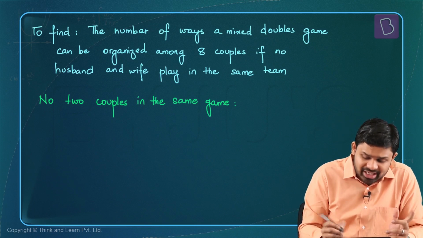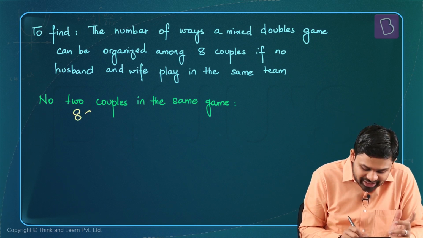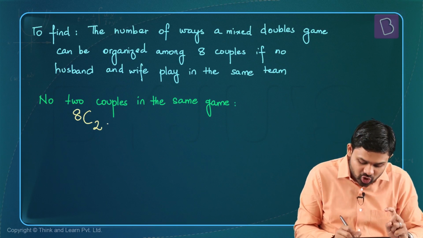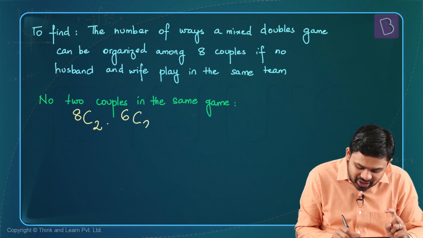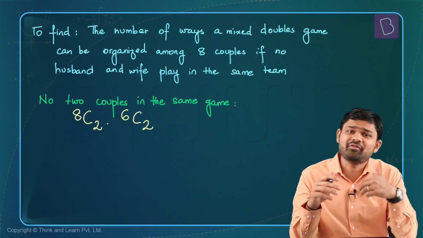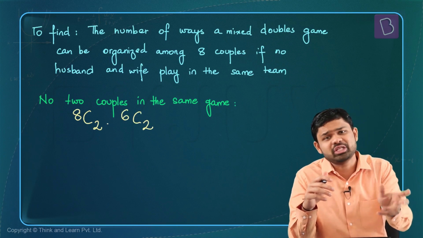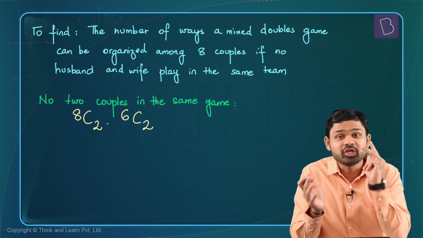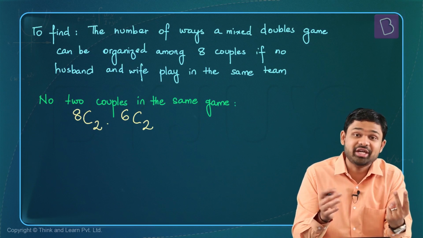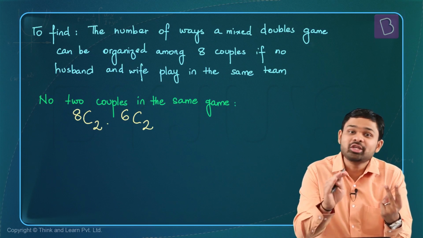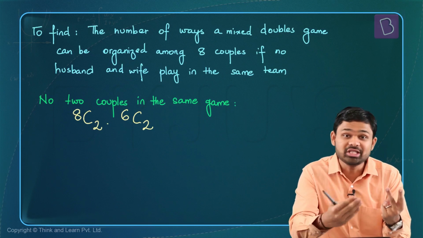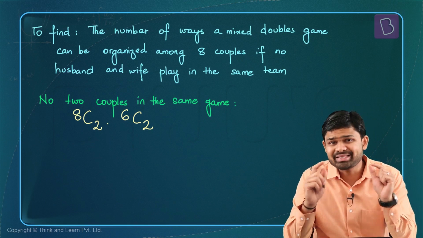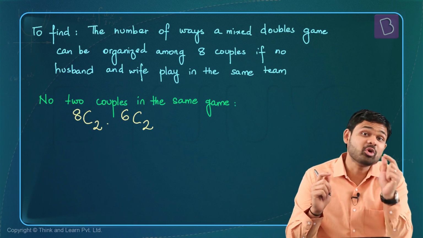Well, I can choose any 2 men in 8C2 ways, but then I cannot choose their wives. So I only have 6C2 ways of choosing the ladies. If I fix the ladies, then I could have chosen the men in the other way. So either way, it's the same situation. You choose 2 of one gender, and then make sure that you do not consider their spouses when you choose from the other gender. As simple as that. But is that it? Now there is one more trick here.